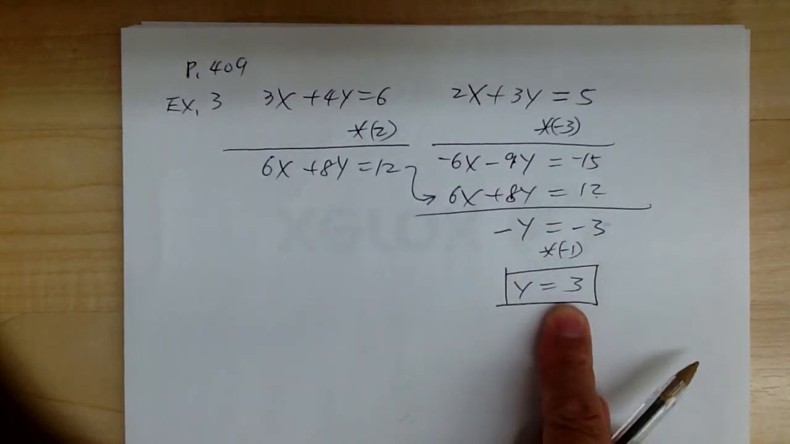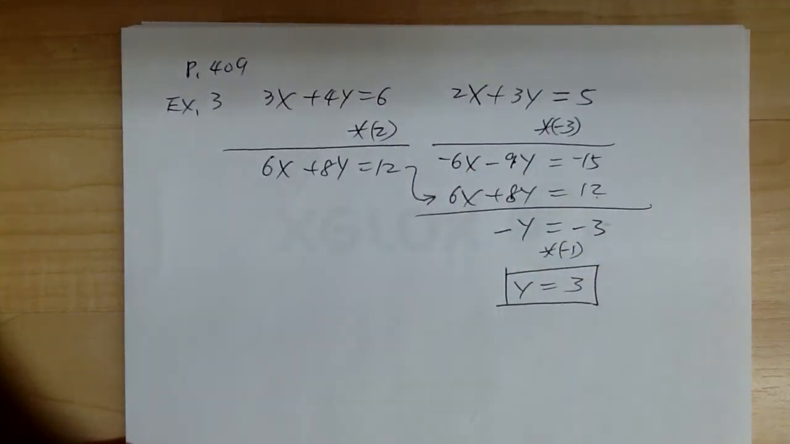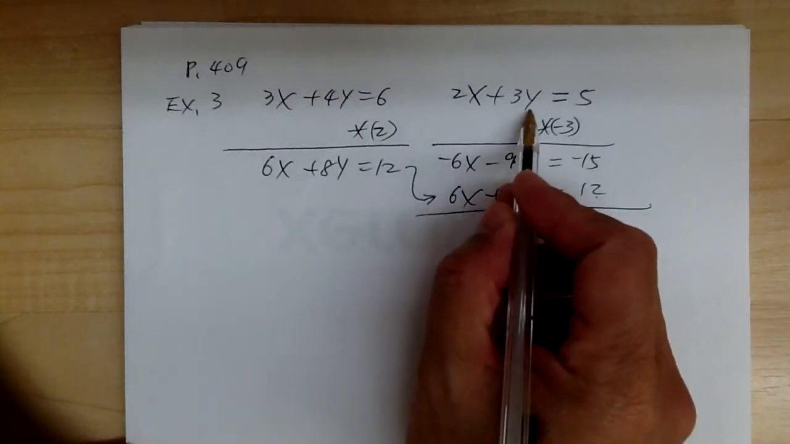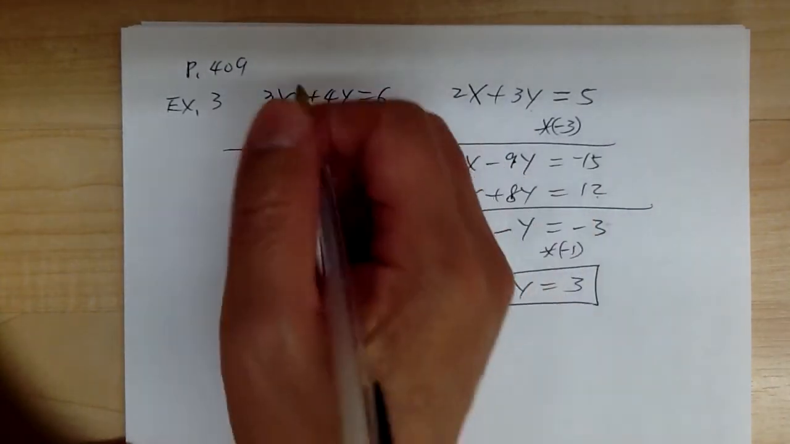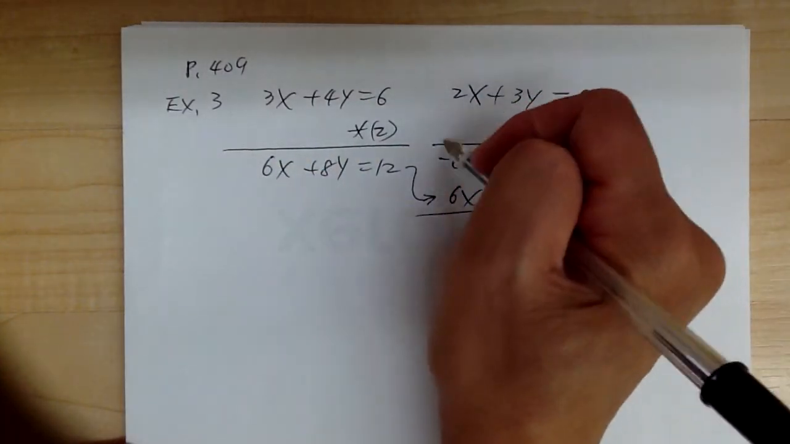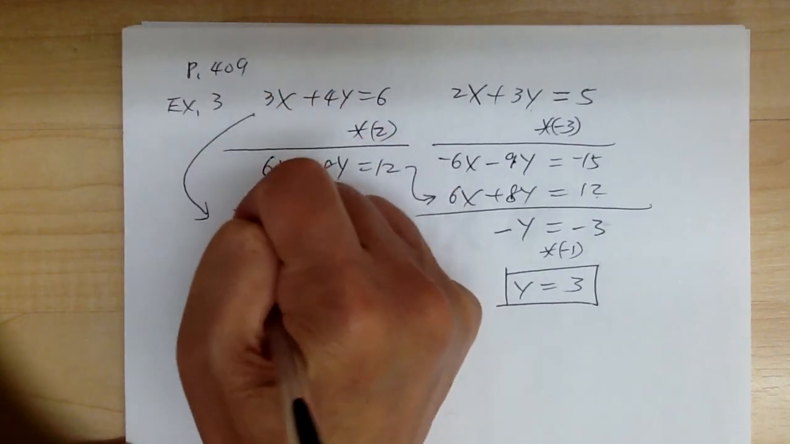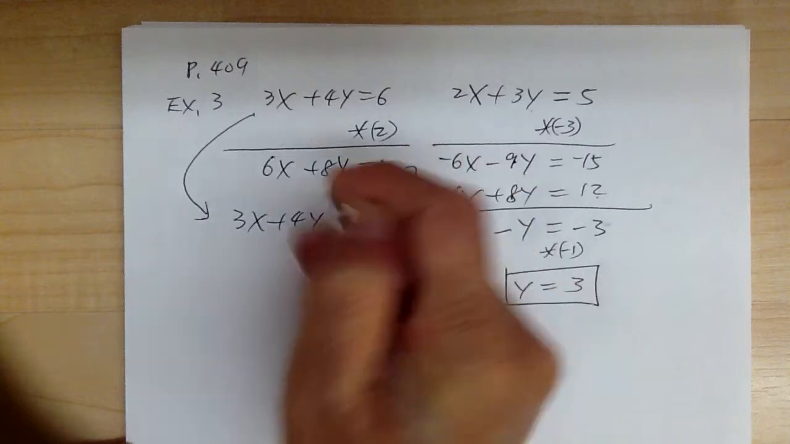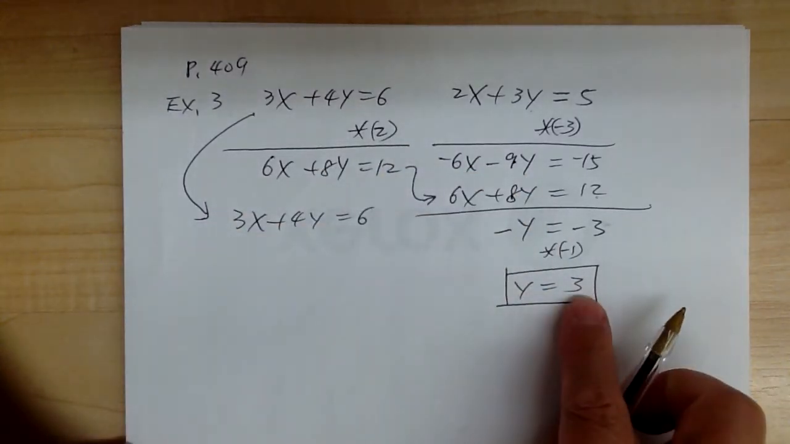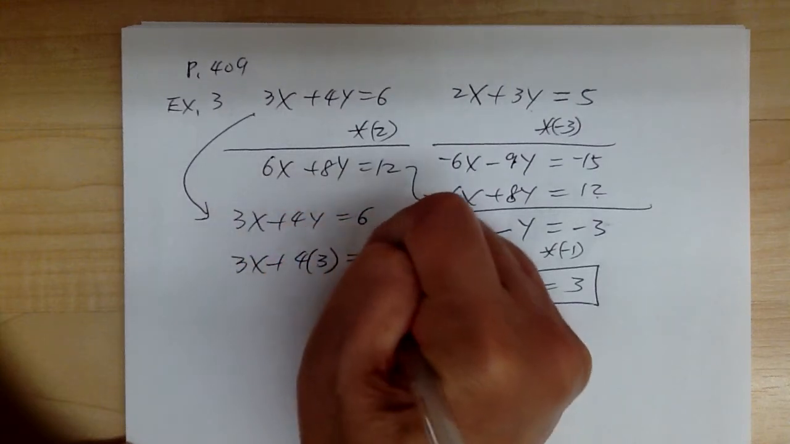Now once I found y, I need to go back and find x. You can use this equation, or this one, or this one. You can use any equation. I'm going to use this one, since it has more space. Again, it doesn't matter which one. Pick the easiest one. This is easier for me to draw the arrow, so I'm going to use this one. It'd be 3x plus 4y equal to 6. So I'm going to substitute the y into here. So you got 3x plus 4 times 3 equal to 6.